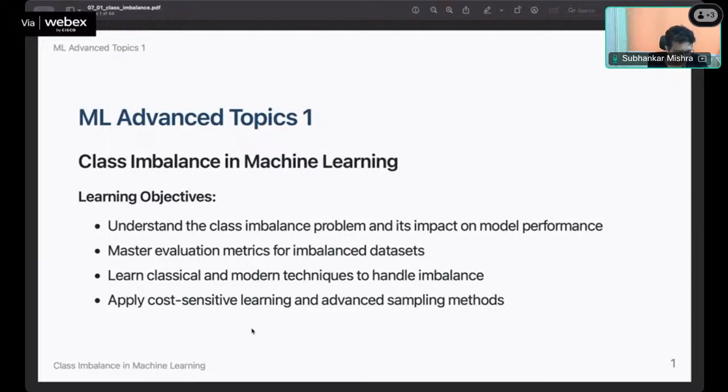Welcome to machine learning and material sciences. So today we are going to cover.